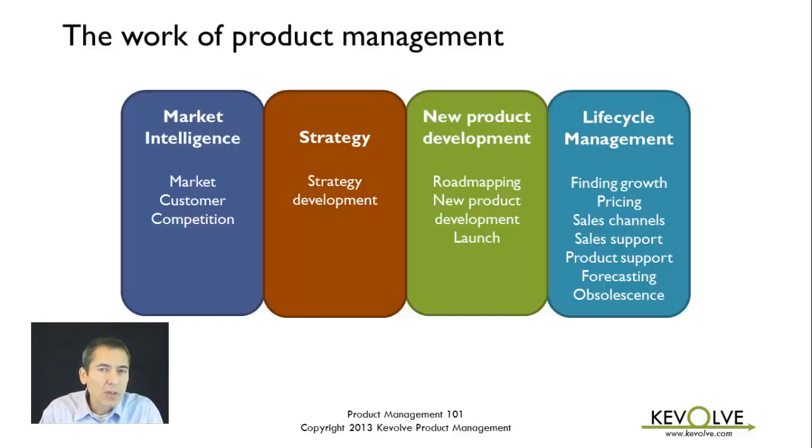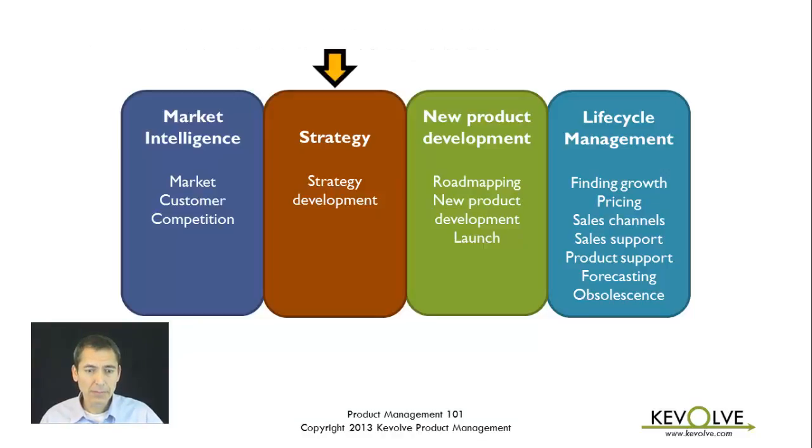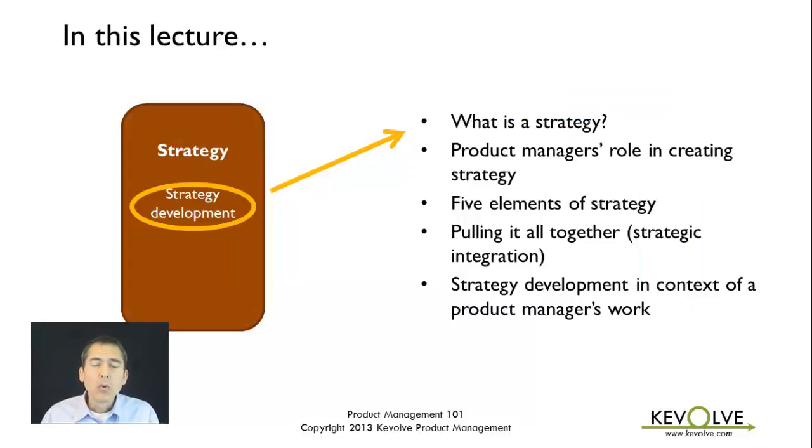Throughout this course, we've been talking about the work of product management across 4 different areas: market intelligence, which we just talked through, so market, customer, and competitive analysis; strategy development; new product development; and lifecycle management. In this lecture, we're going to look at strategy development, and in particular, dig into a few different elements. First of all, what is a strategy? And what is a product manager's role in creating a strategy? We're going to look at the 5 elements of a strategy. We're going to talk about pulling it all together, kind of strategic integration, and strategy development in the larger context of a product manager's work.